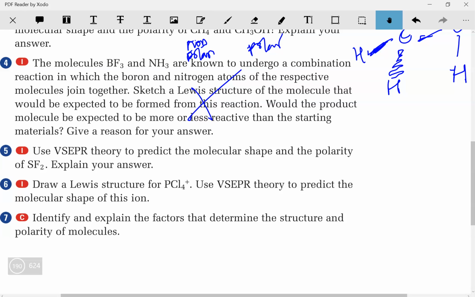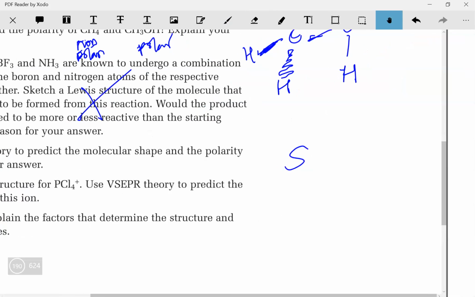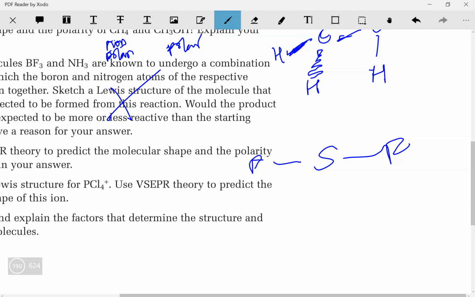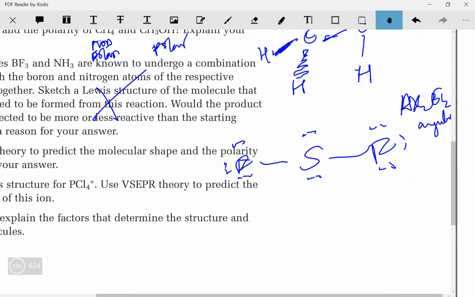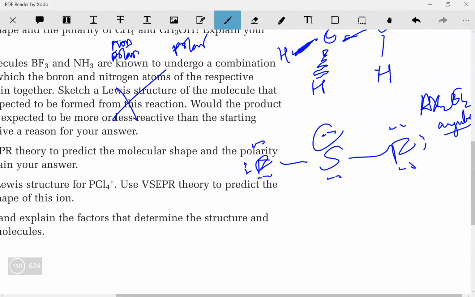SF2, molecular shape and polarity. SF2 is 6 plus 14, which is 20 electrons. Sulfur has 8, fluorines have 8. All of them have formal charges of 0, so I don't need to worry about that. This will be AX2E2, and therefore it would be angular, just like water. And it will be polar because angular molecules have 2 lone pairs, and therefore it's polar.